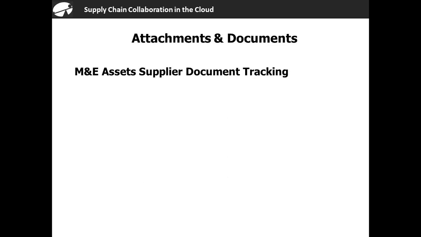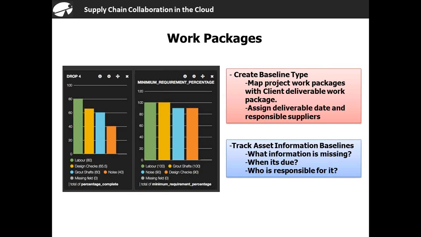Sure, can you go back to the previous slide, please? So work packages. This is one of the things that we're doing at system-wide. Essentially, we map the project work packages with the client deliverable work package, and put that in a baseline. And then we assign the delivery date to the baseline, and also the suppliers that are responsible for it. Once we've created that baseline, we can track what information is missing, when it's due, and who's responsible for it.